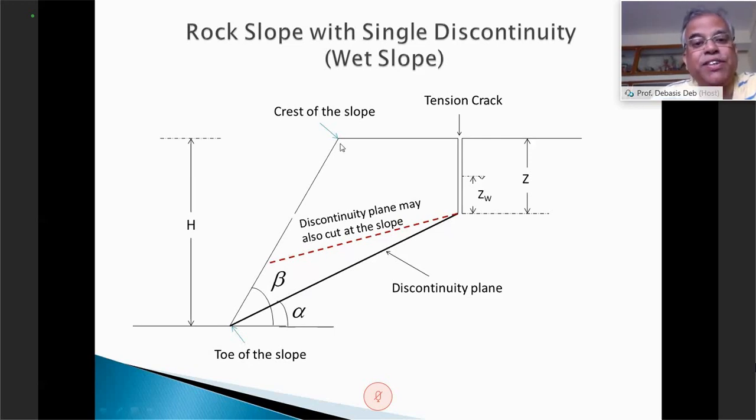This is what we are assuming. So the geometry is now fixed. The angle beta is what we need to find out. Alpha is already known. This is the dip angle of that discontinuity plane. And there is a tension crack somewhere, and this has cut at Z depth. This is the depth at which it has cut. Now the geometry is fixed. This block is now ready to slip along that discontinuity. Okay, is that clear? The definition.